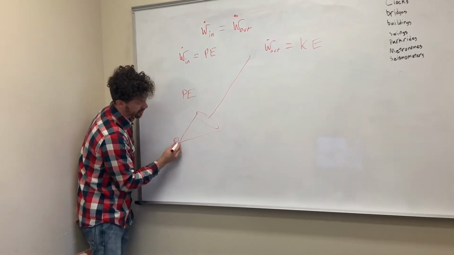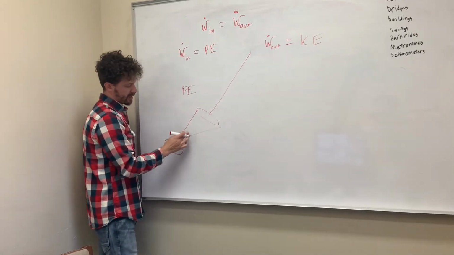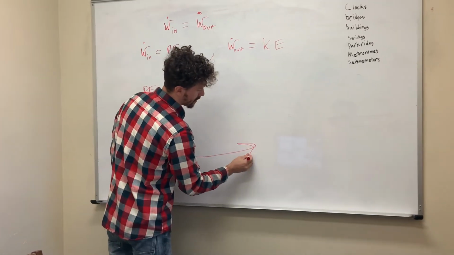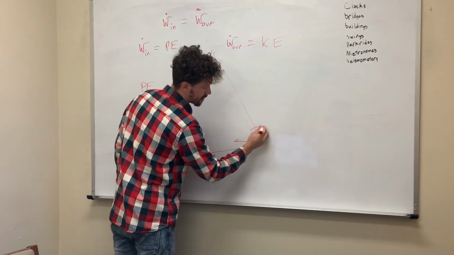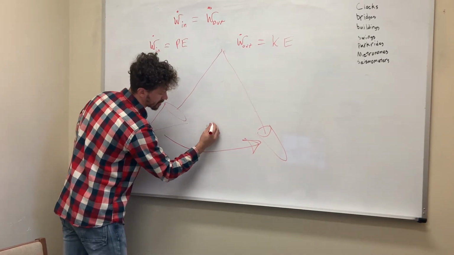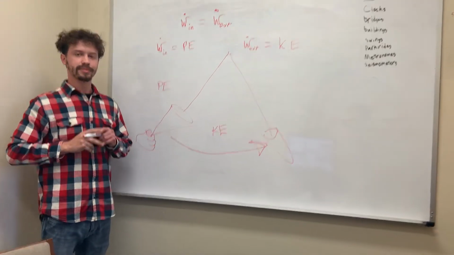When we hold the pendulum, we have potential energy built up here. Once we let it go, this is going to be the kinetic energy due to the gravitational forces that the pendulum is experiencing.